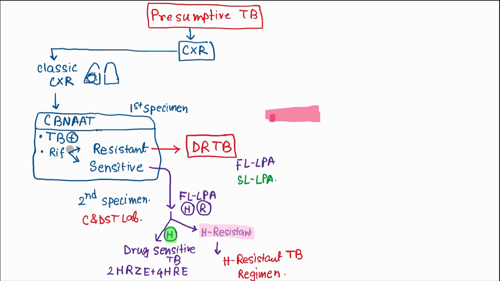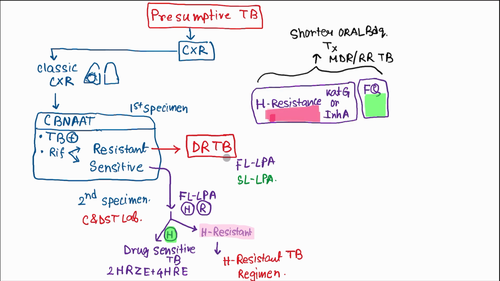Okay, and suppose in that scenario the TB is positive and rifampicin resistance came out to be here, so we call it DRTB, that is drug resistant TB. So in this drug resistant TB, you need to give the second specimen. This is the first specimen. The second specimen should go for both first line probe assay as well as second line probe assay. So the difference is here: the second specimen goes only for first line probe assay if it is rifampicin sensitive. If rifampicin resistant, you need to give the sample for both first line probe assay as well as second line probe assay.